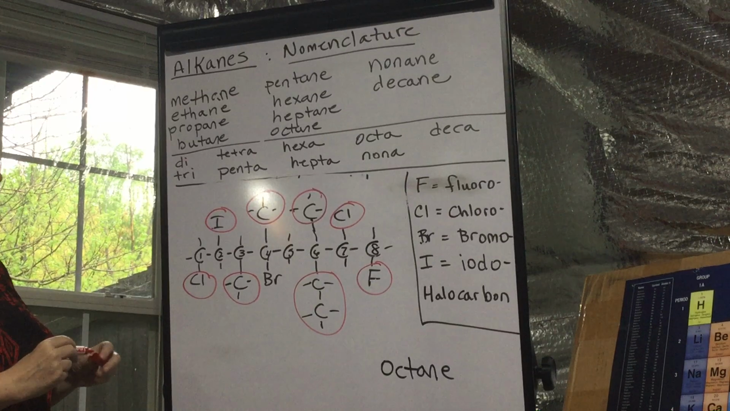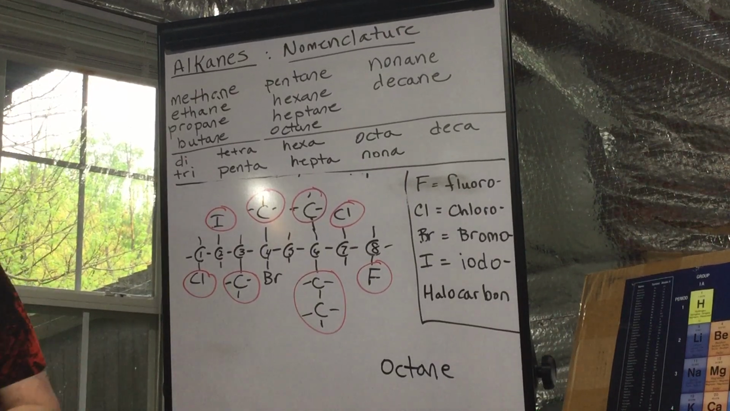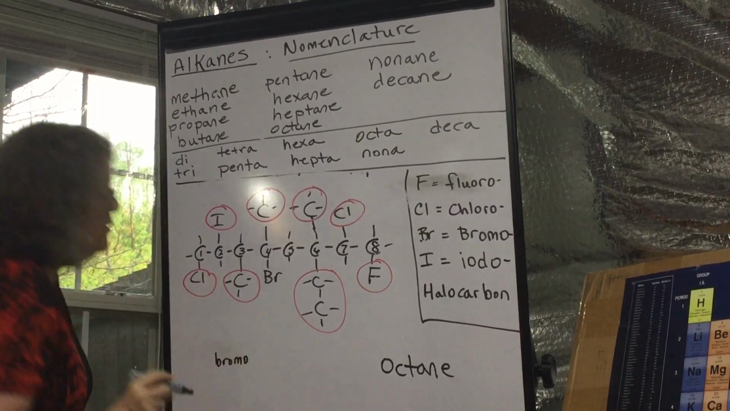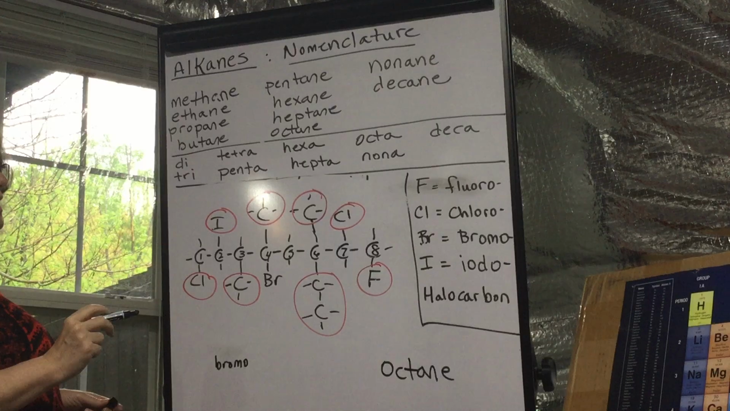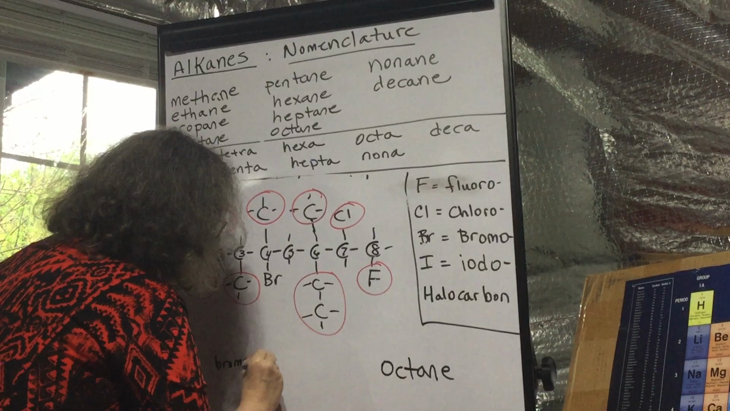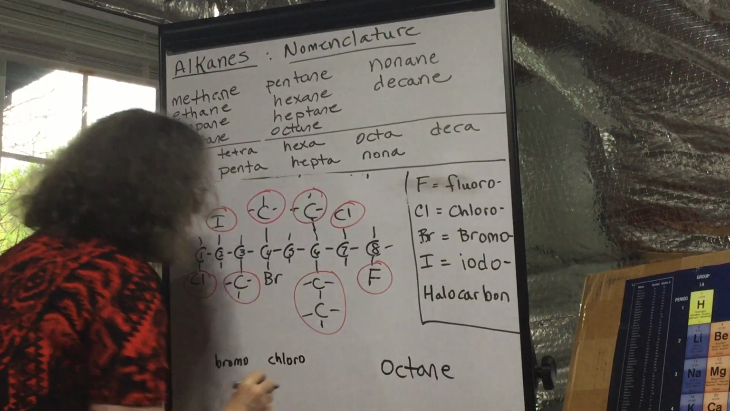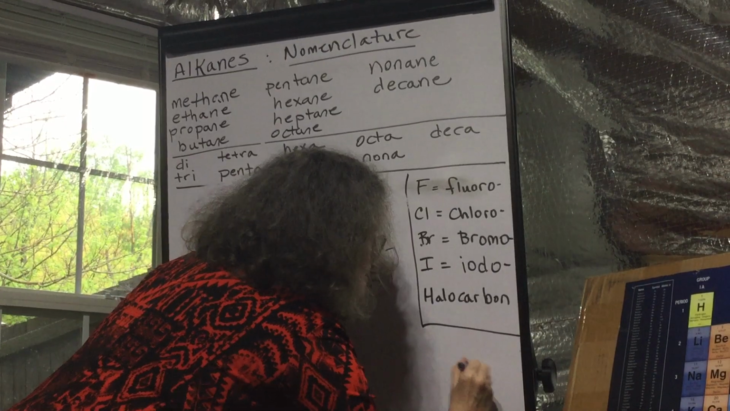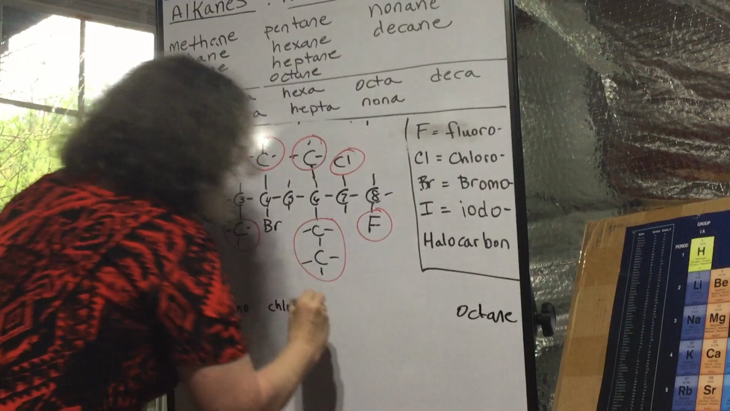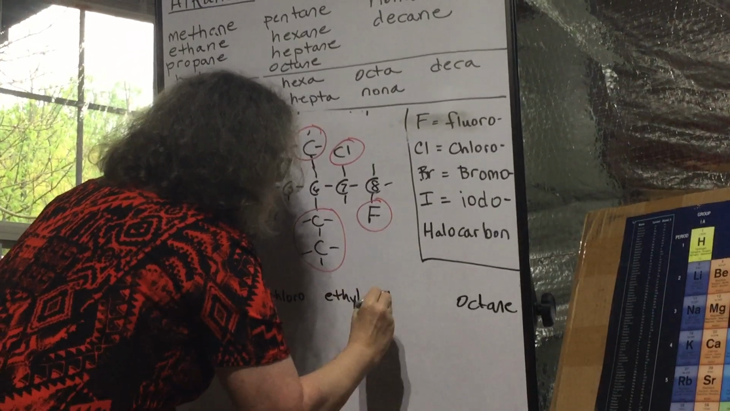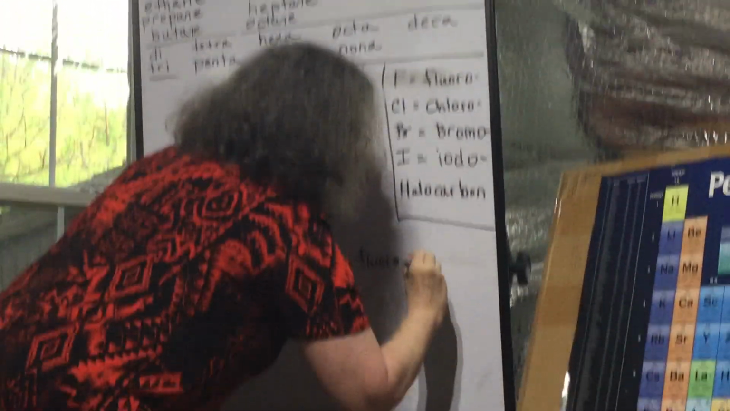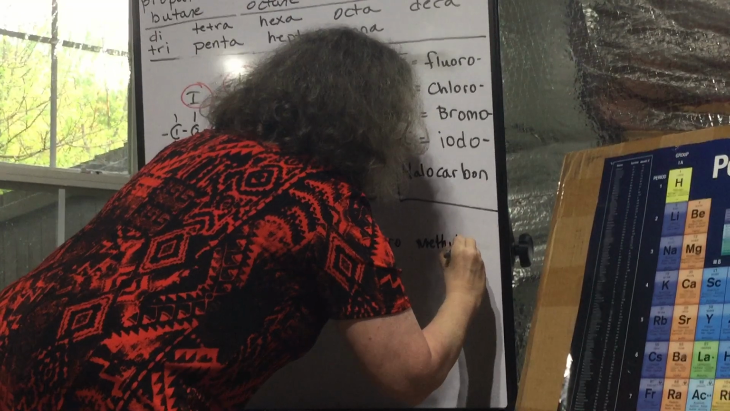What is first alphabetically? Bromo. Ignoring numbers and prefixes, we have ethyl before fluoro, and chloro. So we have octane with bromo, chloro, ethyl, fluoro, and methyl.